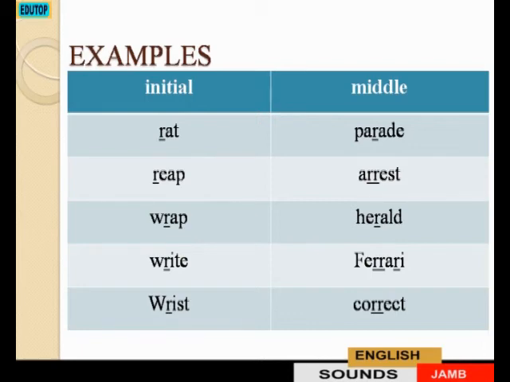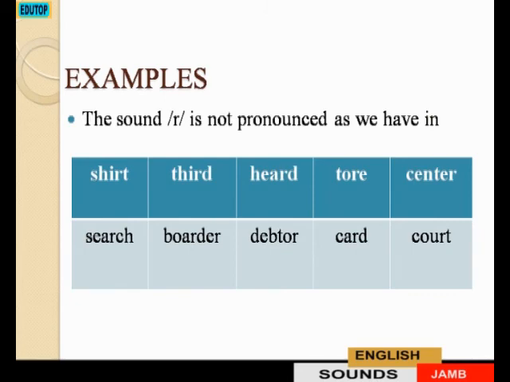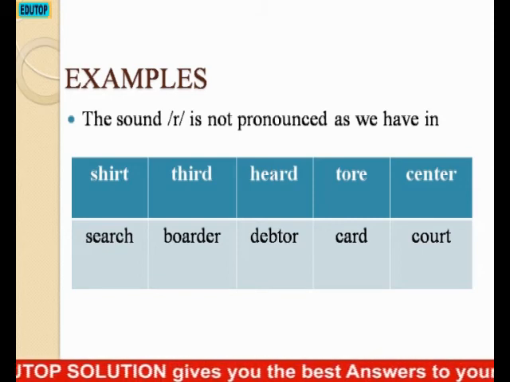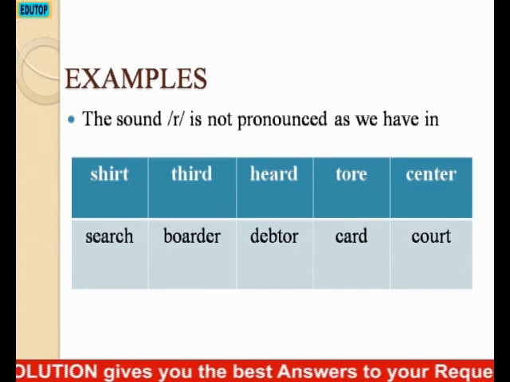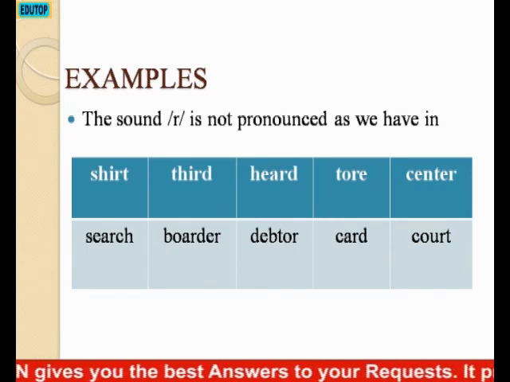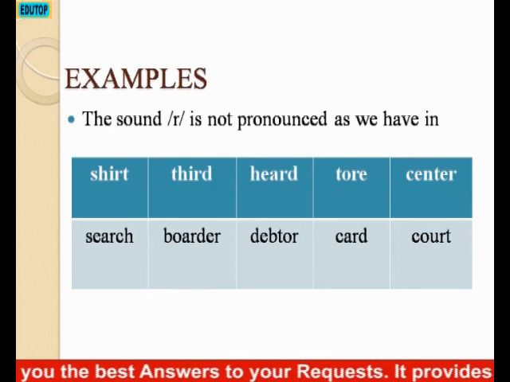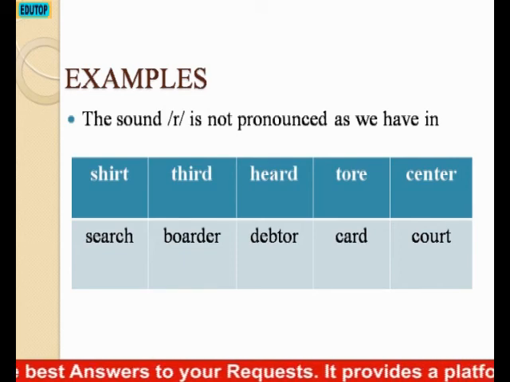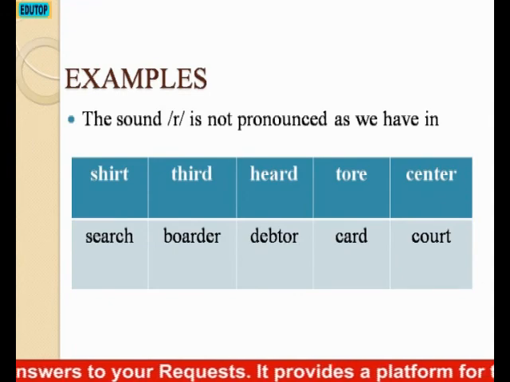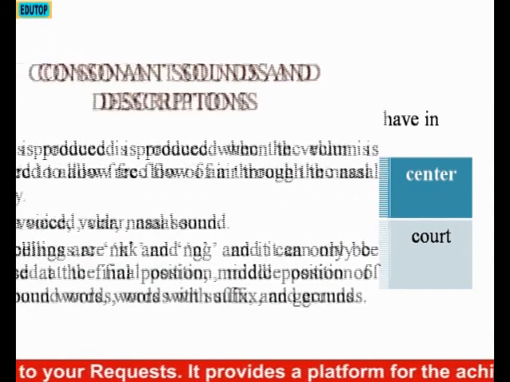Middle, we can have parade, arrest, Gerald, herald, Ferrari, correct. You should know that the sound R is not pronounced in certain words. For instance, shirt, third, heard, Thor, center, search, border, dental, card, cuts, and so on.